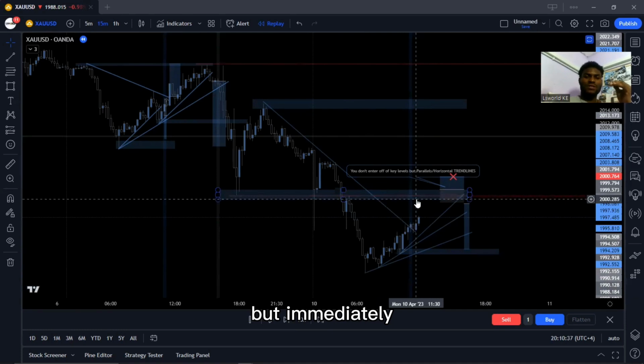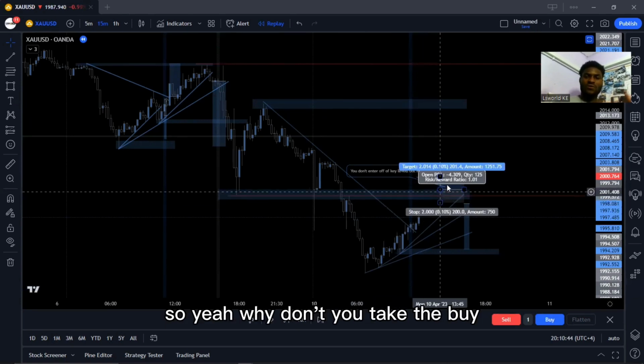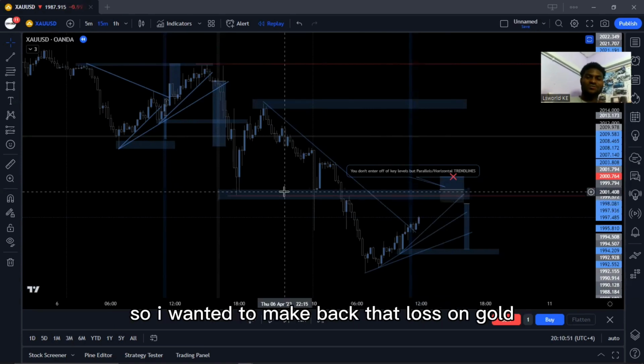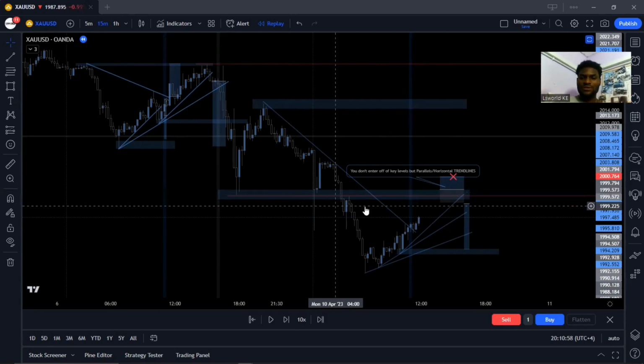But I was too quick to judge for the buyers, thinking okay, we're looking for sells, but if price should break over here, we're looking for buyers. So why don't you take the buys over here? I was too quick to create that bias and just jump into the trade, because I already took a loss on GG, so I wanted to make back that loss on gold. That's what we call revenge trading.